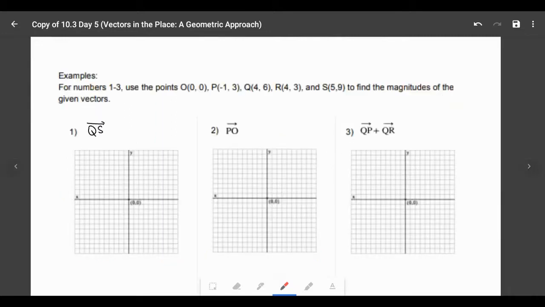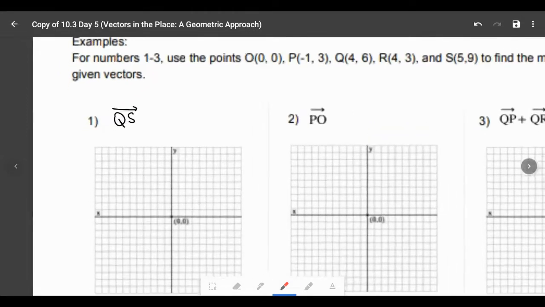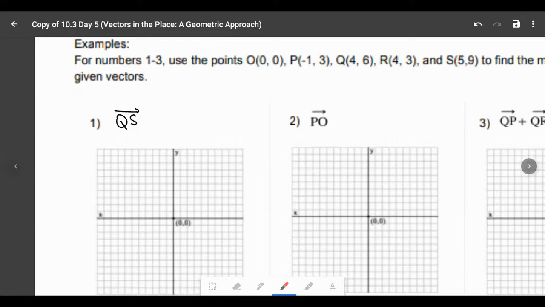So for our example problems, for 1 through 3, we're going to use these points to graph the given vectors and then find the magnitudes. Looking at problem 1, we have vector QS. So I'm going to start by first just graphing the points Q and S. Point Q is going to be this point 4, 6. And S is going to be the point 5, 9. So we have that vector there.